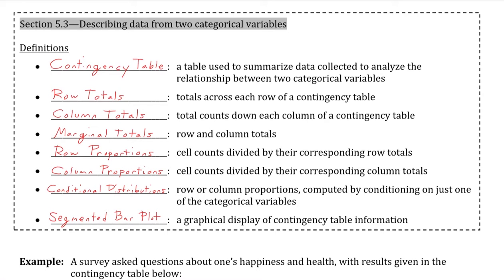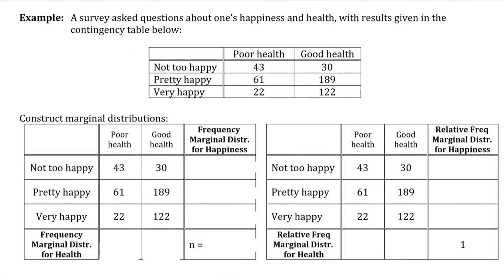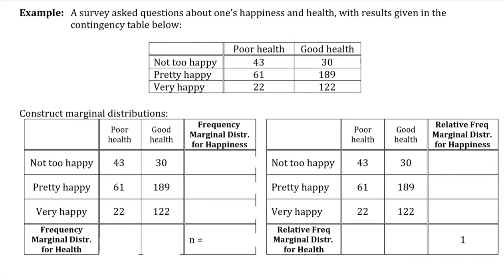Now that we have the definitions, let us look at the example below. We have here a survey that asks questions about one's happiness and health, with results given in the contingency table below. This is an example of a contingency table.